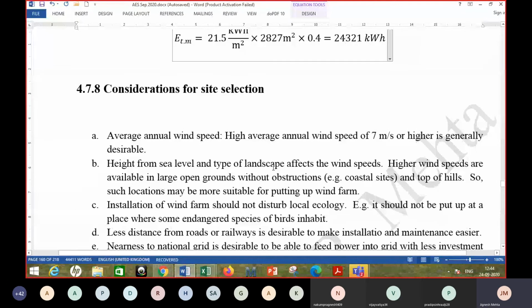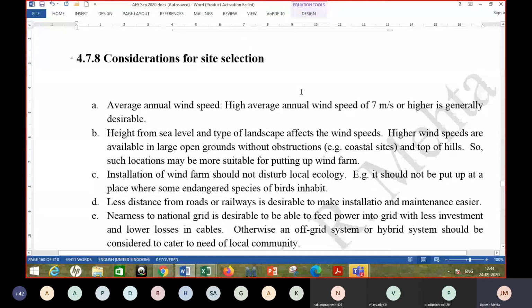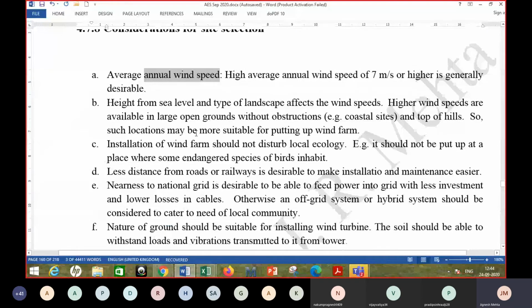So the next thing is all theoretical, just to be understood. Considerations for site selection. The wind velocity or wind speed is the most important criterion. Generally, if the average annual wind velocity is more than 7 meters per second, then it is considered to be a good place for putting up a wind turbine or a wind farm.